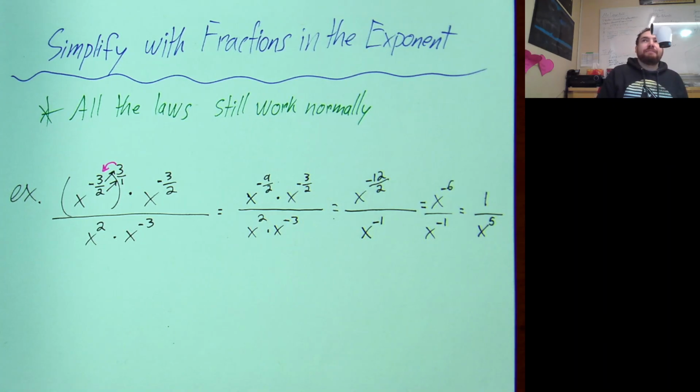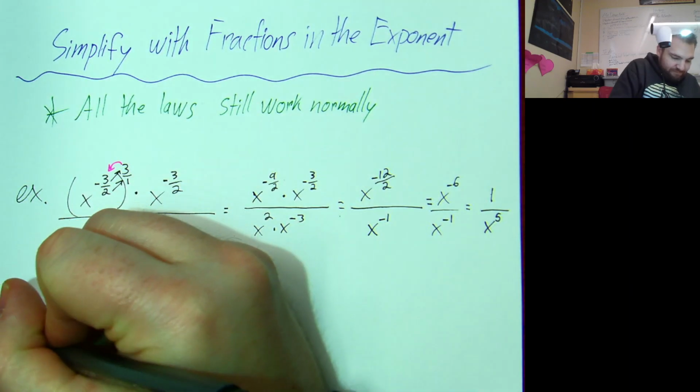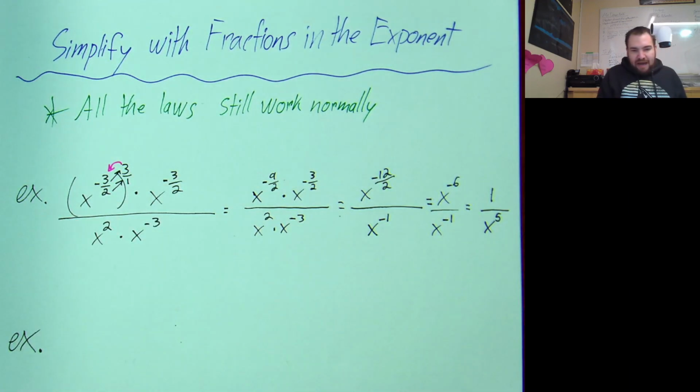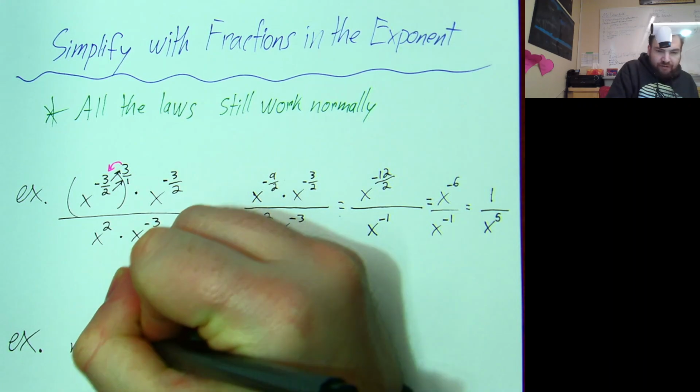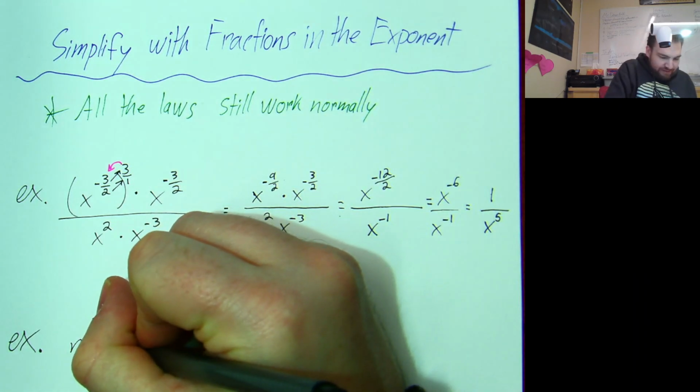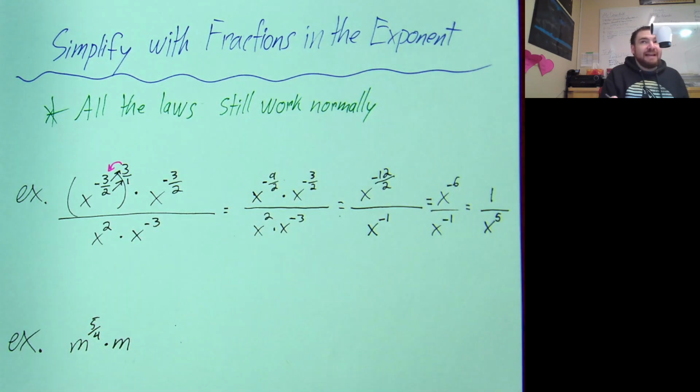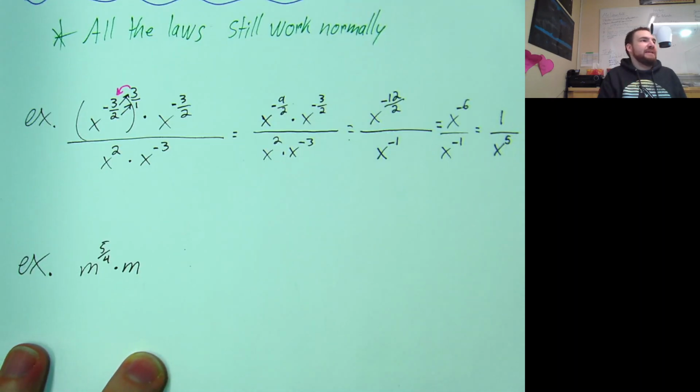Here we go, another example. We're going to do m to the 5 over 4 times m. Now, what would be a really good kind of mean example to give you guys here? What do you think might be good? 1 over 2. Why 1 over 2? Because that's too small. But that's easy.